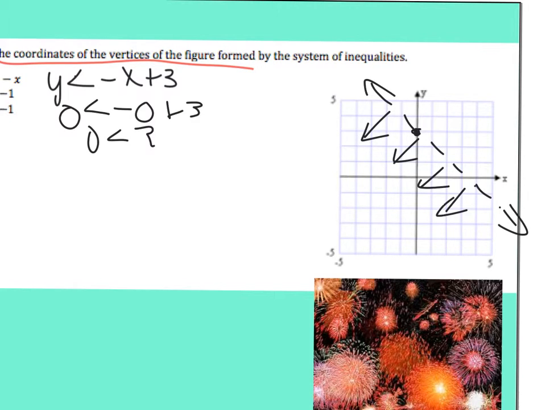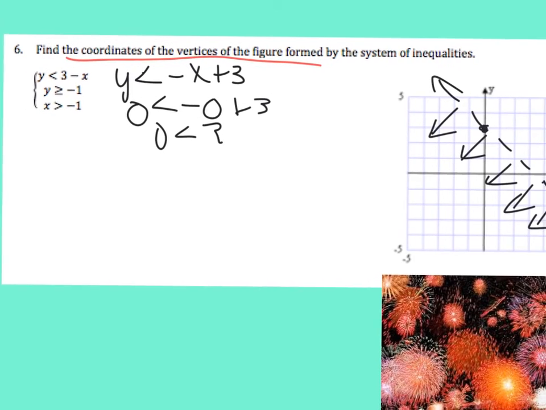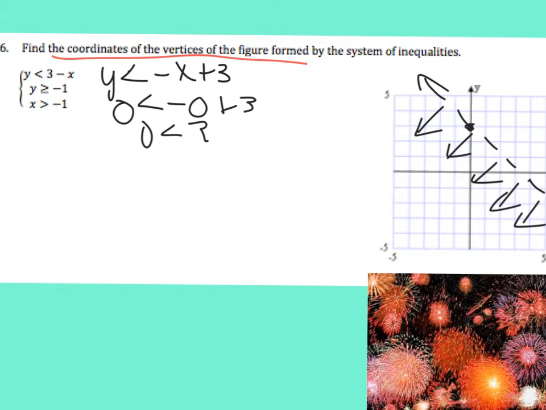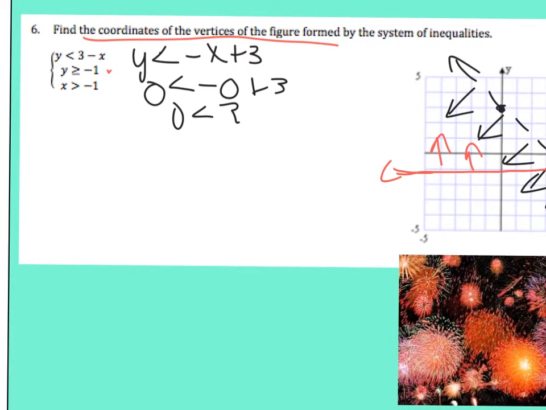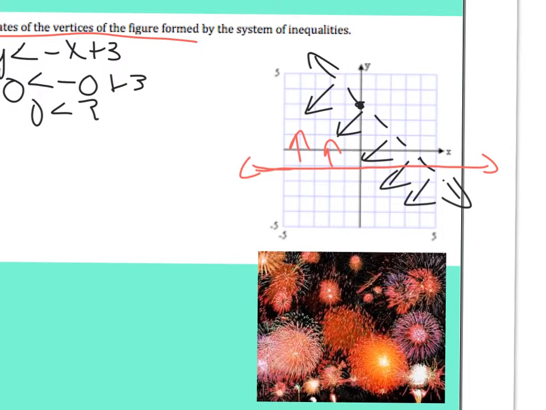And for the second one, y greater than -1, well, y is equal to -1 right down here. So greater than means I'm going up. The last piece, x greater than negative 1. X at negative 1 is going to be here, and it's going to be dotted. And that's going to go this way. So my common area here is going to be right here.